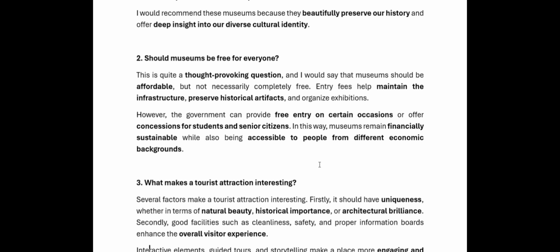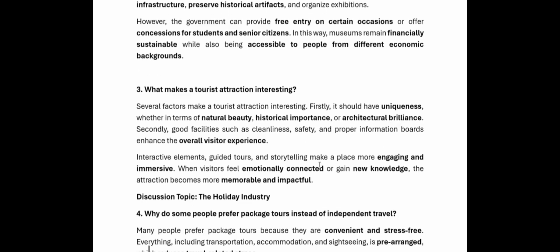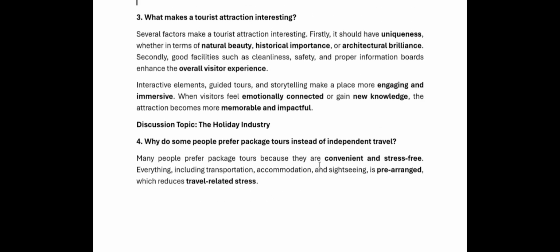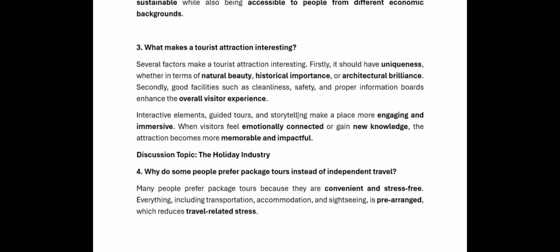There are several factors which make the tourist attraction interesting. We can start our answer like that also. But in order to show uniqueness and in order to show our language, for every question, see the way the sentence is written: Several factors make a tourist attraction interesting. Beautiful. Aren't we feeling good while we are reading such good answers and sentences?